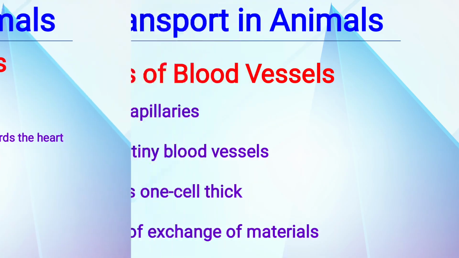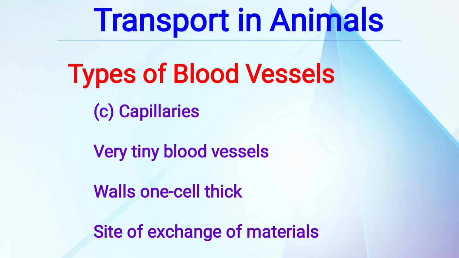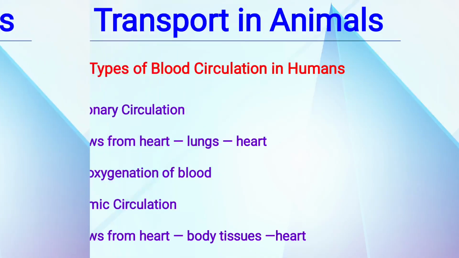And the third one is capillaries. Capillaries are tiny blood vessels, one cell thick. Capillaries are the site of exchange of materials. That is the site of exchange of materials. That's capillaries. Okay, let's continue.